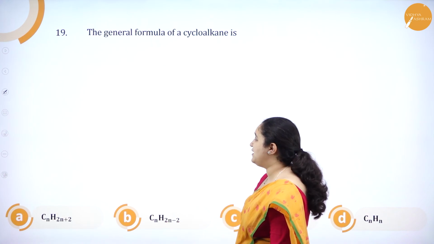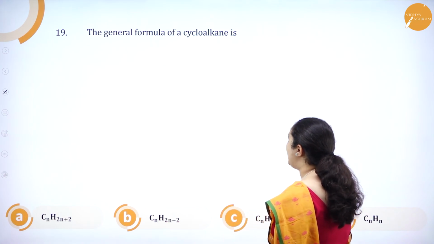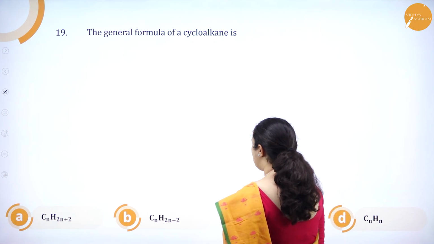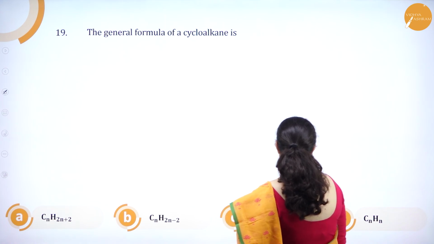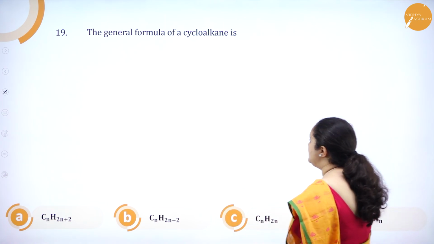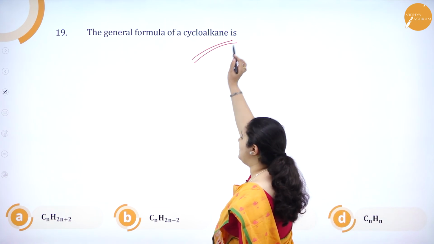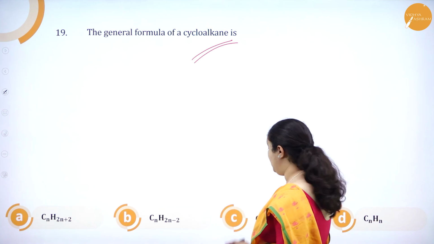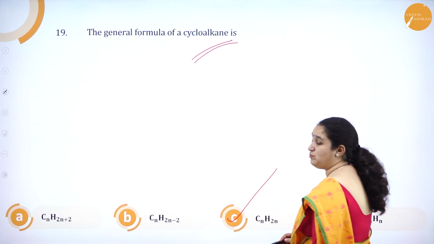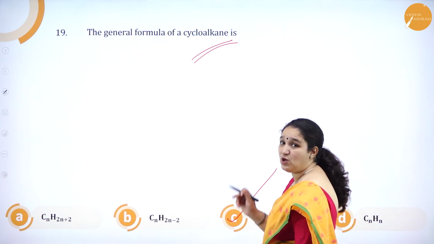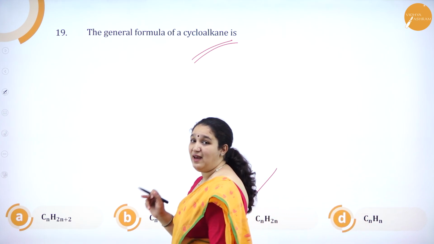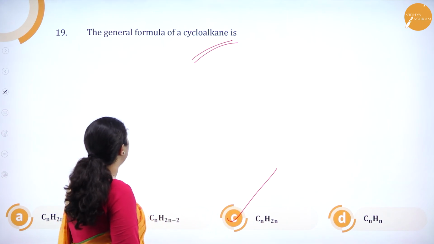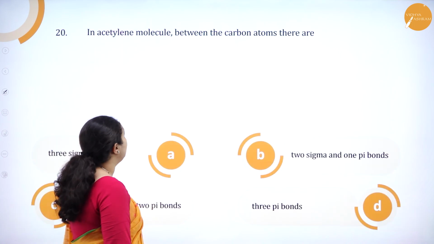Okay. Next question. The general formula for cycloalkane is CnH2n+2, CnH2n-2, CnH2n, or CnHn. See, they are asking about cycloalkane. The first one is for alkane, and CnH2n-2 is for alkynes. So CnH2n should be the correct answer, which is for cycloalkane.